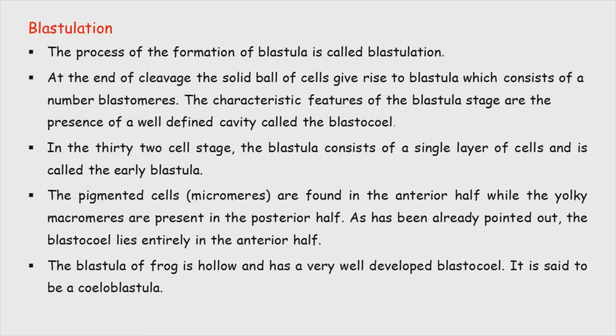The blastula of frog is hollow because the cavity is present inside and has a very well developed blastocoel. Okay, this is the cavity which we call blastocoel, and it is said to be a coeloblastula because of the presence of this cavity inside the blastula. This blastula of frog is called as a coeloblastula.